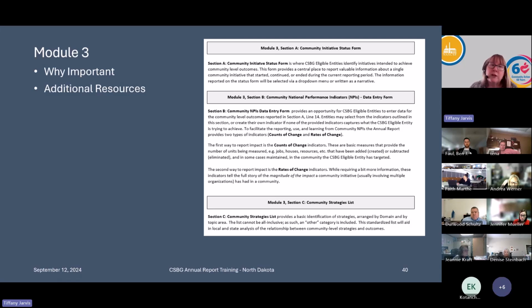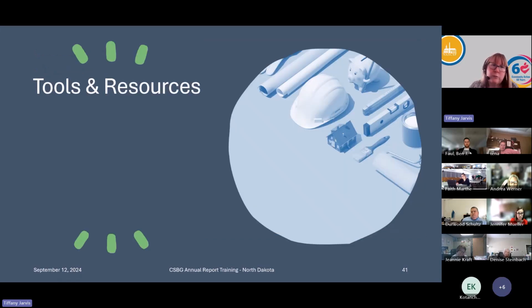So if you're not working on a community level initiative, consider thinking about, are you doing things that are actually helping the community with lasting improvements? So we're looking at counts of change and rates of change, and that's a whole different training to go into in more detail, but I just want to say why it's important.